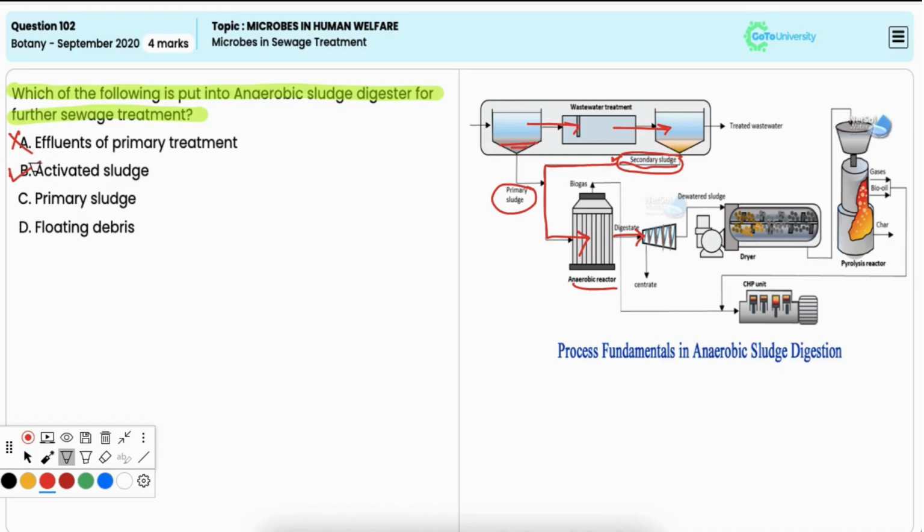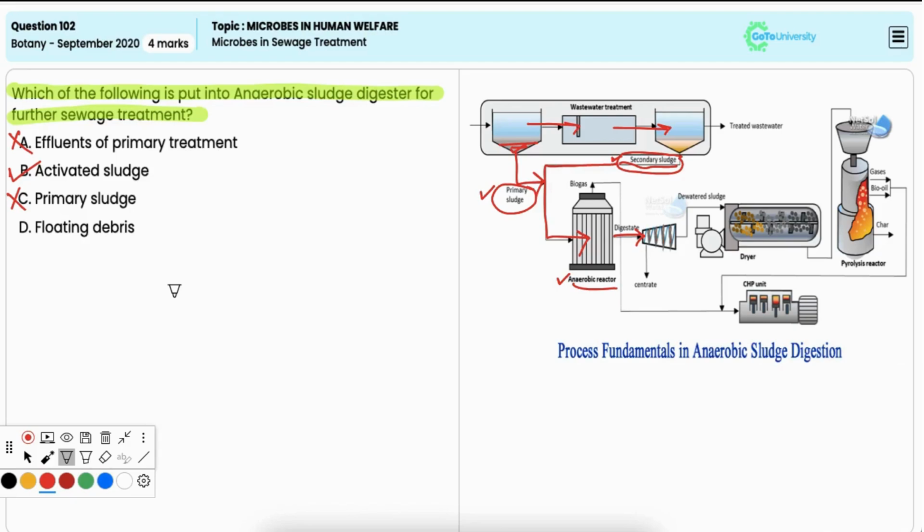Option C, primary sludge. It is incorrect. Primary sludge is the sludge that settles out during the primary treatment process, that is sedimentation. Now, primary sludge may be mixed with activated sludge and treated in the anaerobic sludge digester, but it is not the primary material to send to the digester.